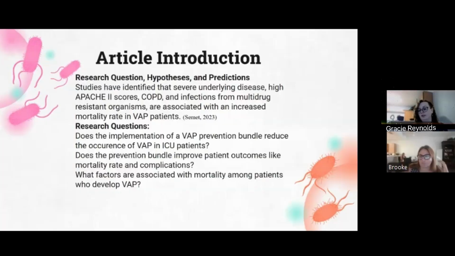The authors did not explicitly state formal hypotheses, but their objectives suggest they predicted that the implementation of the VAP prevention bundle would decrease VAP incidence and improve outcomes. They also theorized that certain clinical characteristics and risk factors would be associated with increased mortality. The overall goal of the study was to evaluate the effectiveness of VAP prevention measures and to identify factors that determine patient risk.